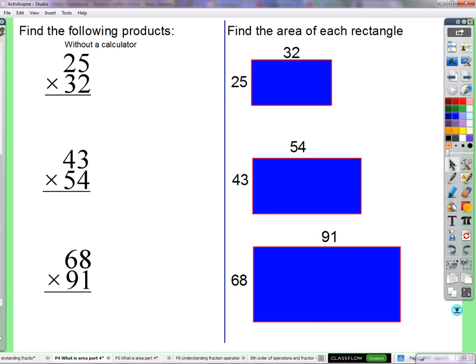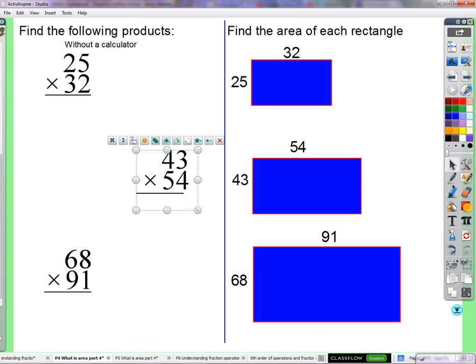So, anyway, let me undo that. Let's just run through it real quick, okay? We're gonna find a connection between not just 43 times 54, which is how I would find the area of this rectangle, right? We're gonna see a cool connection between the area and not just the answer, but the actual steps that we take. Right? We're going to demystify those as well.